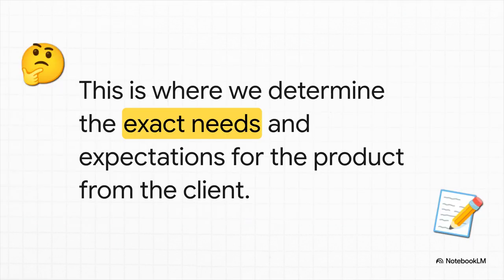Okay, first things first. It all kicks off with phase 1, which is arguably the most important of all, requirement gathering. If the SDLC is our recipe, this is where we write down all the ingredients and decide exactly what kind of cake we're baking.